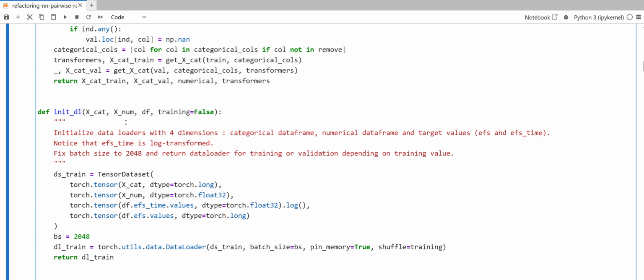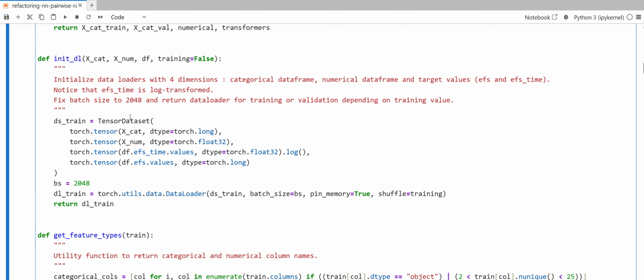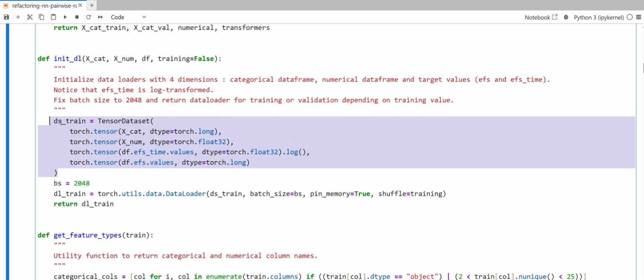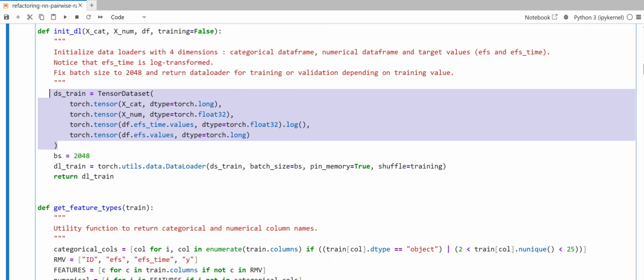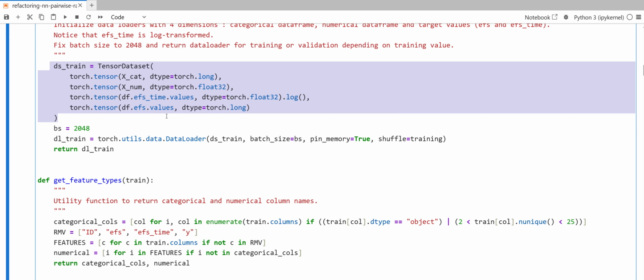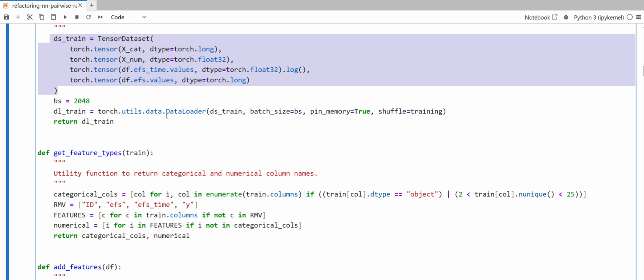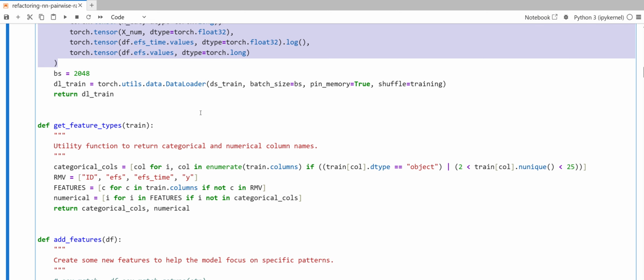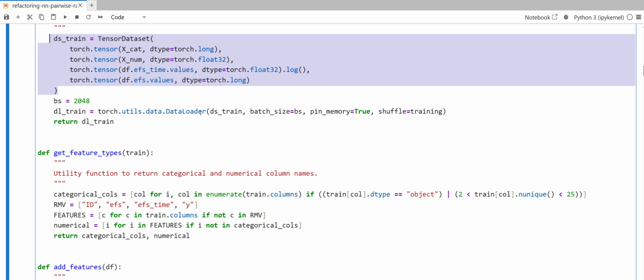initDL, this one builds those data loaders we just talked about. Notice it takes the categorical data, the numerical data, and the target variables. efs_time, that's the survival time, and efs, which tells us if the event actually happened. And check this out, it log transforms efs_time. That's a standard move in survival analysis because survival times tend to be skewed.